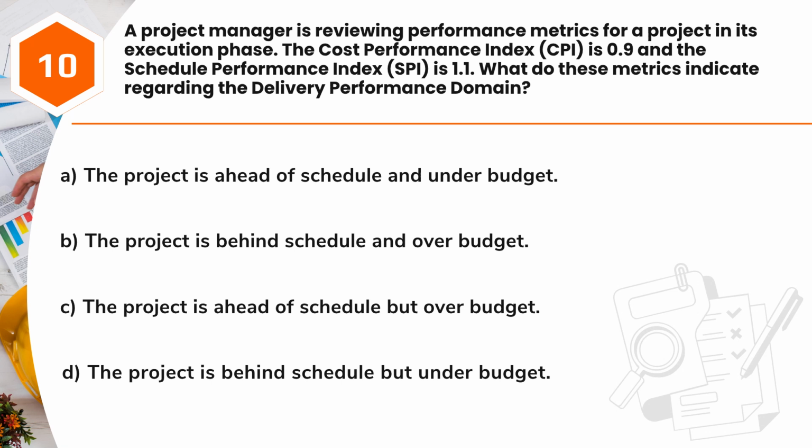Question 10. A project manager is reviewing performance metrics for a project in its execution phase. The Cost Performance Index, CPI, is 0.9 and the Schedule Performance Index, SPI, is 1.1. What do these metrics indicate regarding the delivery performance domain?